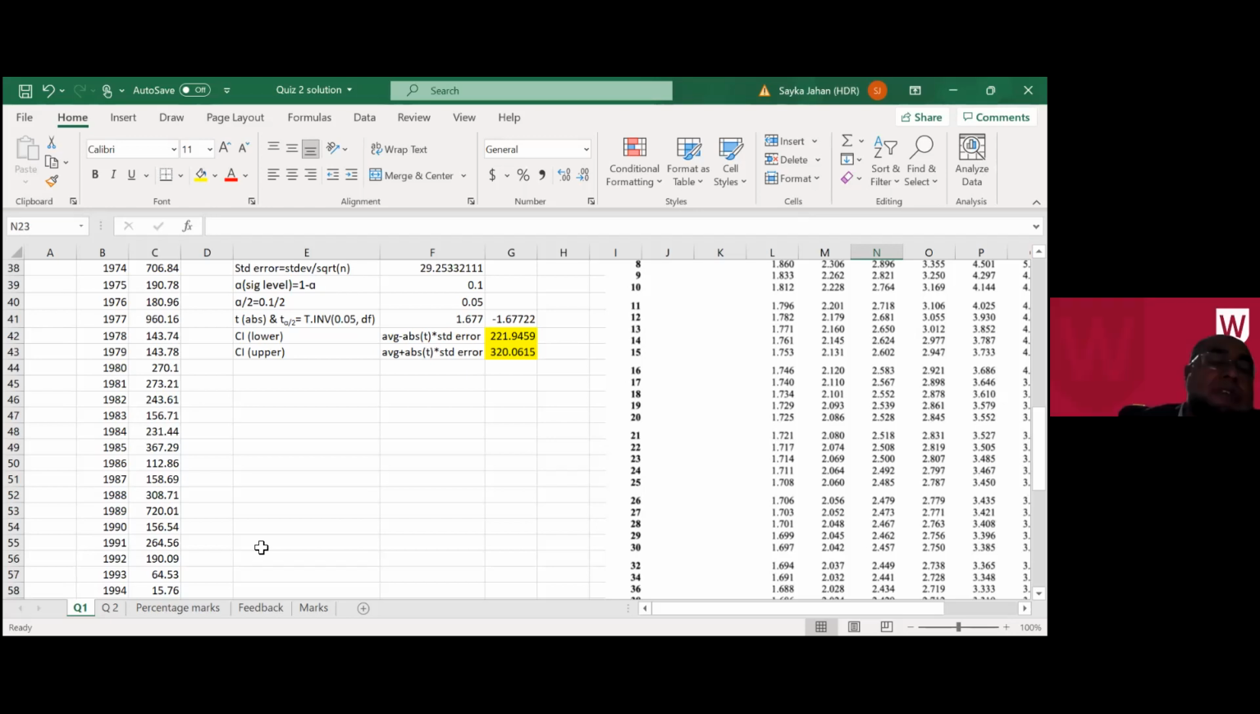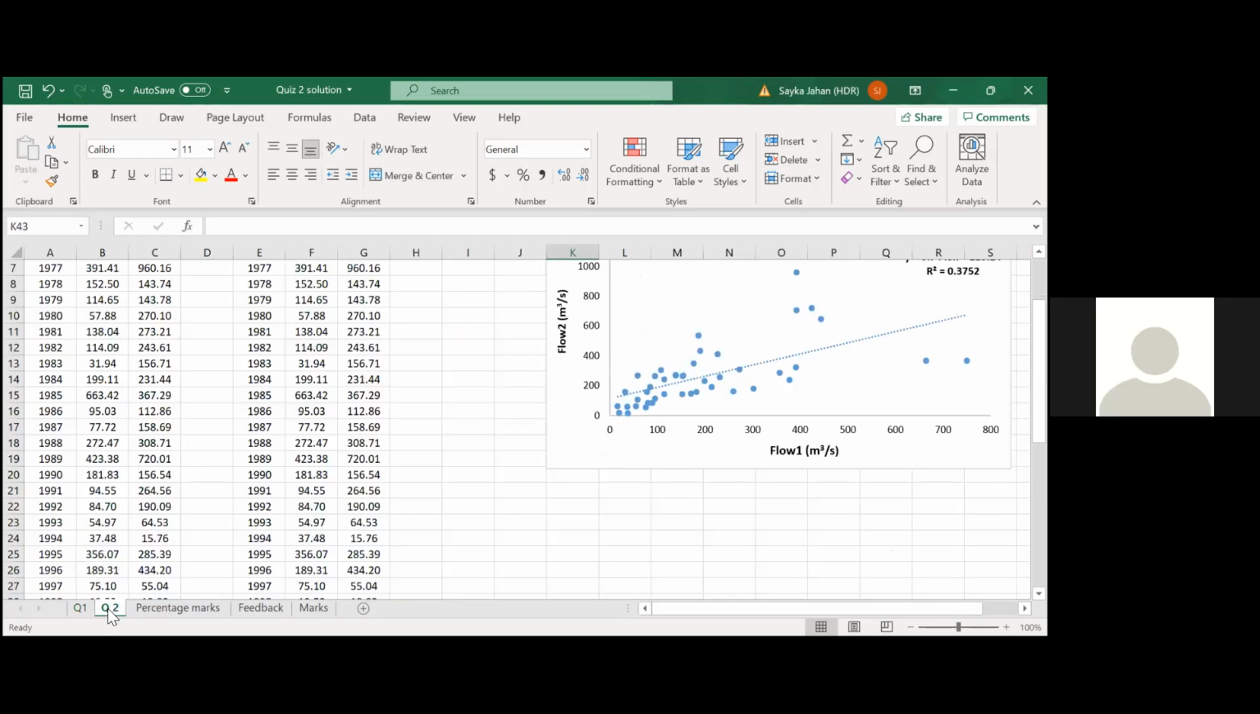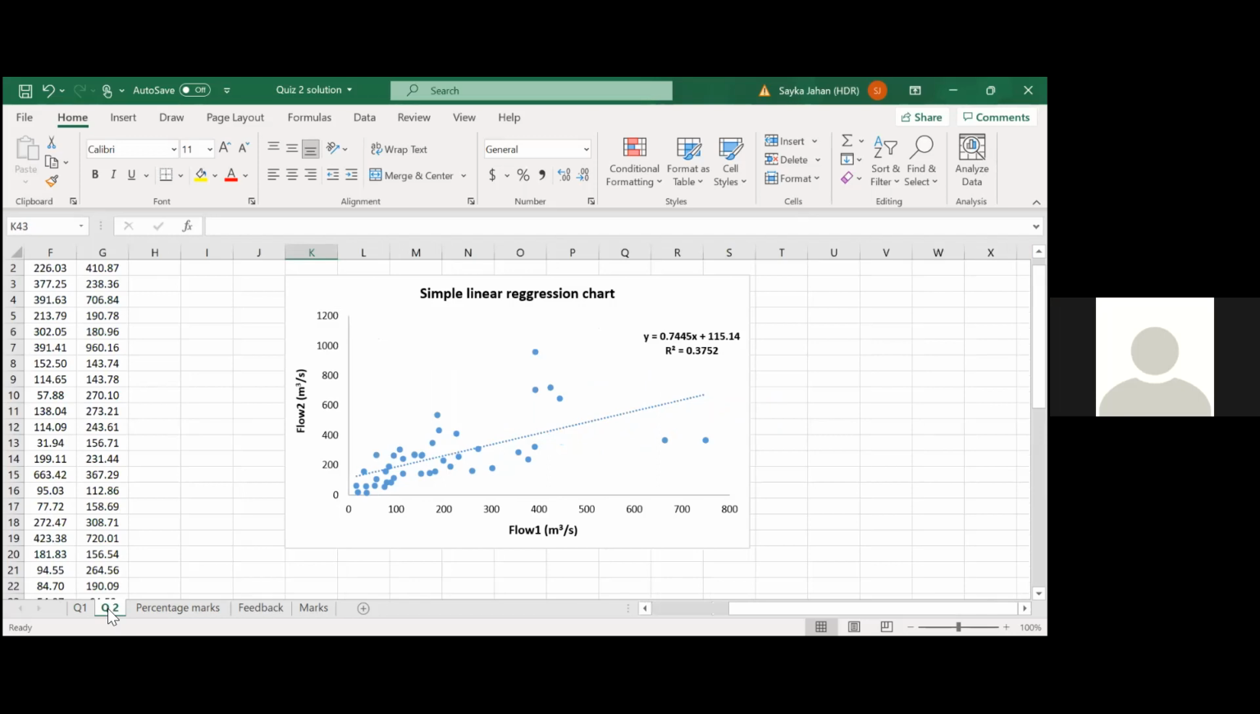Okay, descriptive question two. And now it's the number 2 question. Here I did regression analysis for you. Please see it carefully, everybody. Most of you just did it wrong.